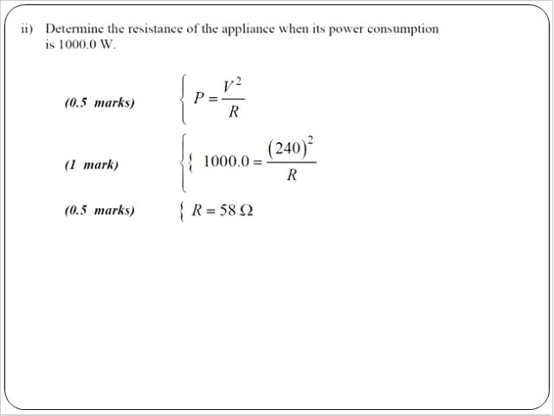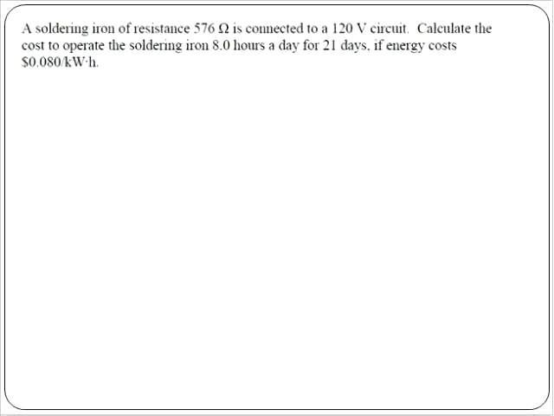It does slip by every now and then, but it's rare. All right. This one here is a cost one again. We have a soldering iron with a resistance of 576 ohms connected to a 120 volt circuit. So the first thing we need to do is calculate how much power that soldering iron uses.